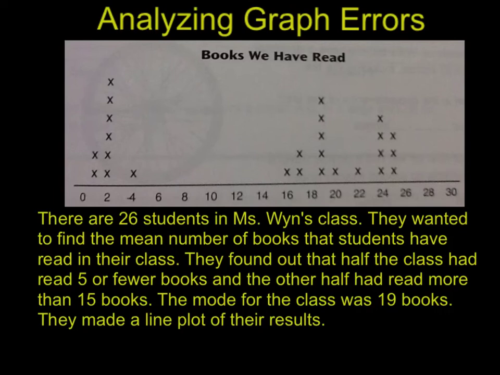They made a line plot of their results. While there are many errors with this graph, one major error is that the graph shows that the mode is 2, right here, but the mode should be 19, which would land right here. The mode is the piece of information that appears the most often in a set of data. What are some other mistakes that you notice with this graph?